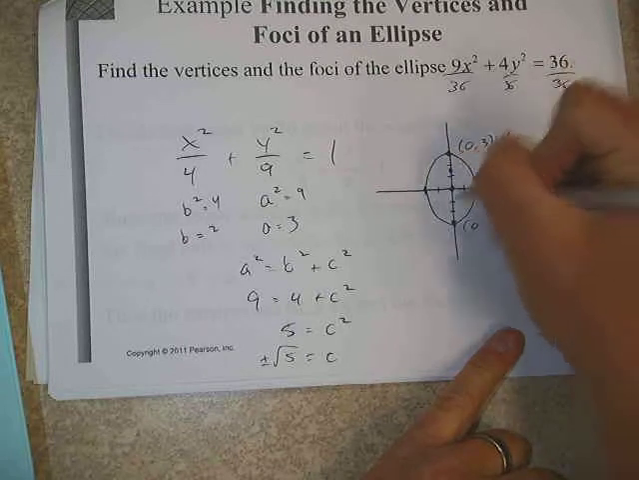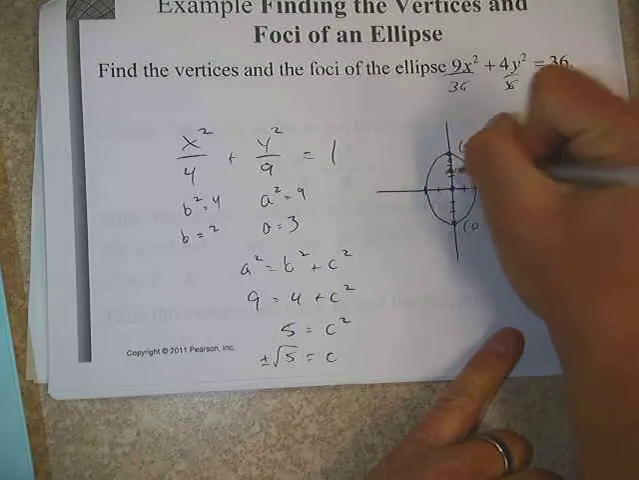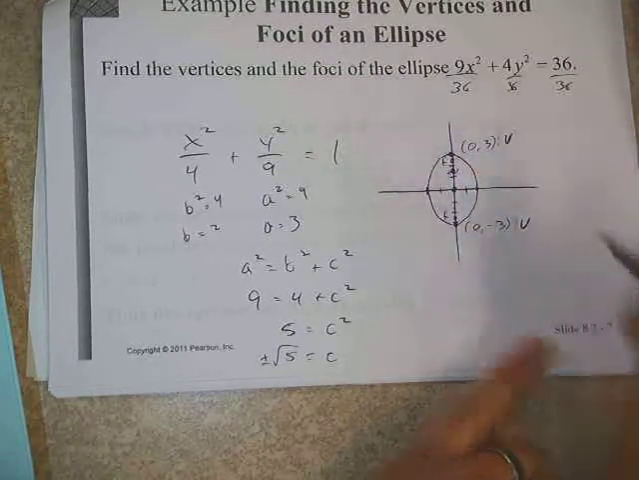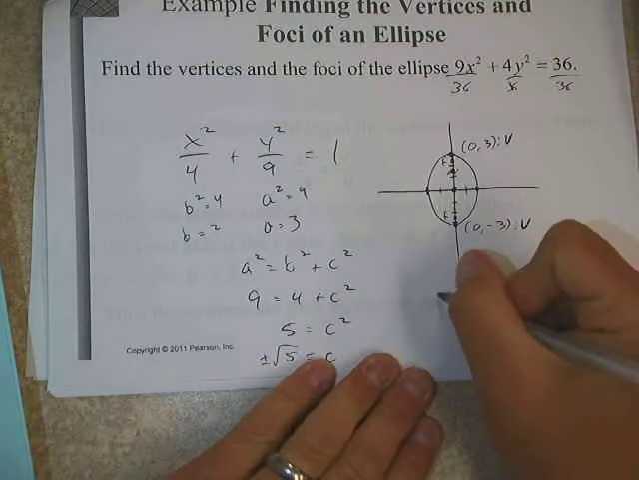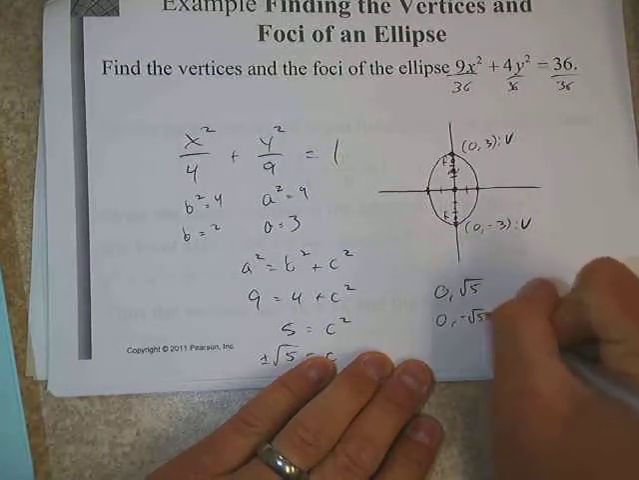Whether we're centered at the origin or not, we still start at the center, and we go in the major axis direction, because the foci are always on the major axis. Okay, we'll go up radical 5, which is going to be 2 point something. Down radical 5, which is going to be 2 point something. And if I plot them in the right spots, that would help.